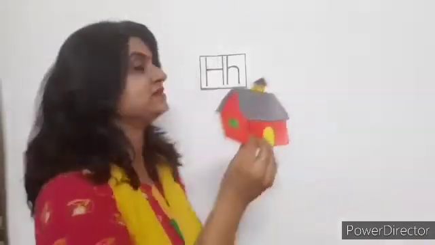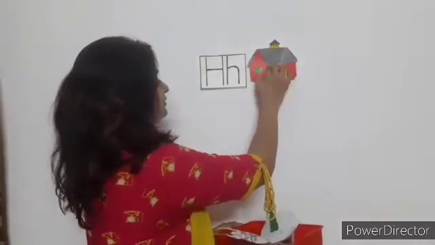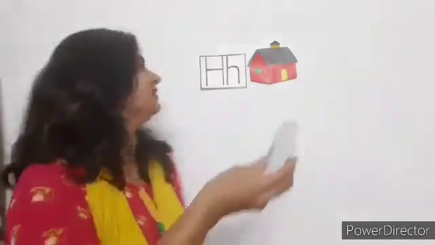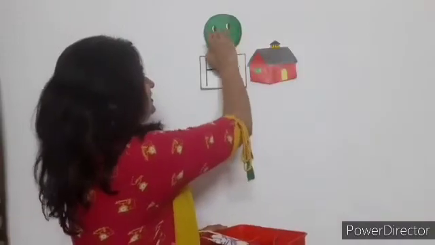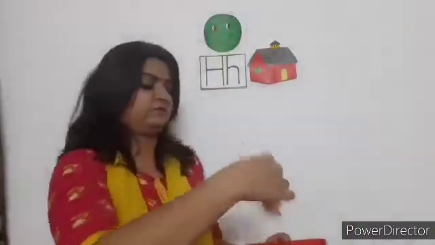Look children, what is this in my hand? A house. H for house. What is this? A happy face. H for happy.